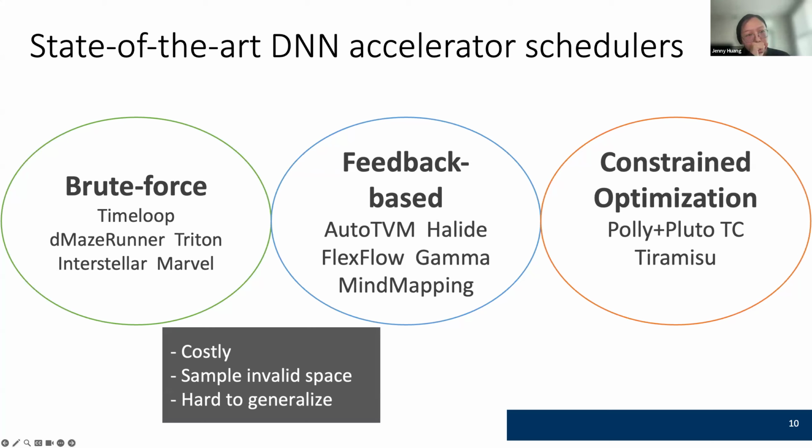Among these approaches, the brute force and feedback-driven approaches are expensive since they require many samples to work efficiently. In addition, they often sample from invalid scheduling space, since the boundary between valid and invalid mappings cannot be straightforwardly drawn from a map space perspective. It's very hard to define such a space and hard-code the rules for a valid schedule. And lastly, they typically require a new search for a new algorithm or a new hardware feature.